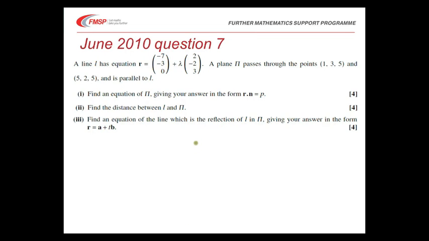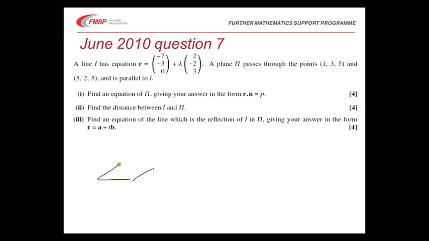This question from June 2010 looks at vector equations of planes, and also how you can do the normal equivalent of the equation of a plane. So you're told in this question that line L has equation r = (-7, -3, 0) + λ(2, -2, 3), and that a plane passes through 2 points (1, 3, 5) and (5, 2, 5), and that it's parallel to this line here. You're asked to do three things: find an equation of the plane and give it in the normal vector form. Part 2, find the distance between the line and the plane, and 3, find the reflection of the line in the plane, giving a new equation of the line.